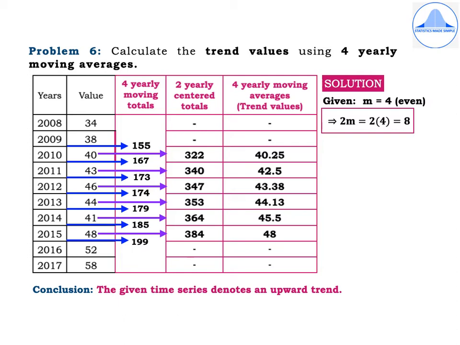The last column, that is the 4-yearly moving averages or the trend values, is obtained by dividing the 2-yearly centered totals by 8. So 322 divided by 8 will give us 40.25. Similarly, 340 divided by 8 is 42.5. And the other trend values are 43.38, 44.13, 45.5 and 48. The last two trend values for the years 2016 and 2017 will be missing. And if you observe the values in the last column, you can write the conclusion. The given time series denotes an upward trend.